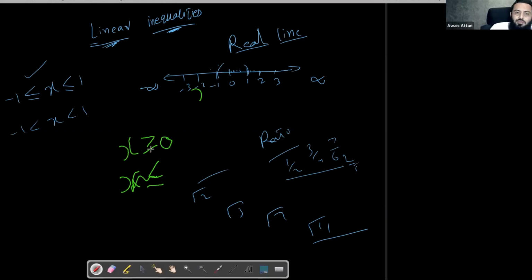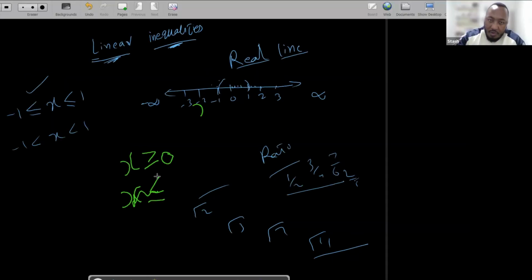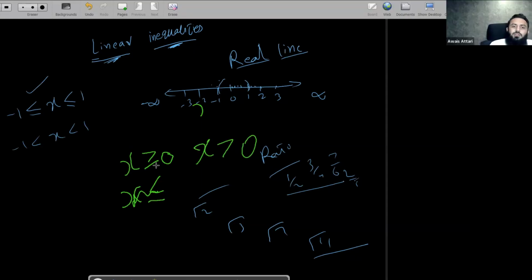Okay, that's a good try, but is 0 a positive number? It's not negative, so greater than or equal to. Exactly. Perfect. 0 is called non-negative. So you would say x is greater than 0. Okay, perfect.